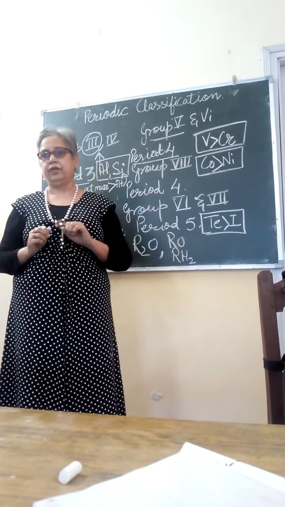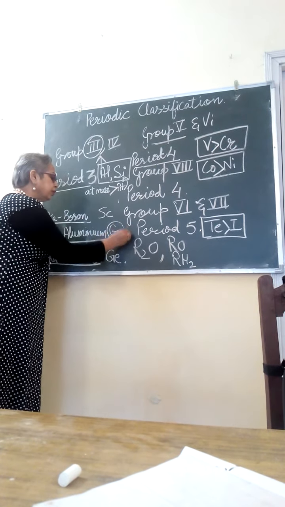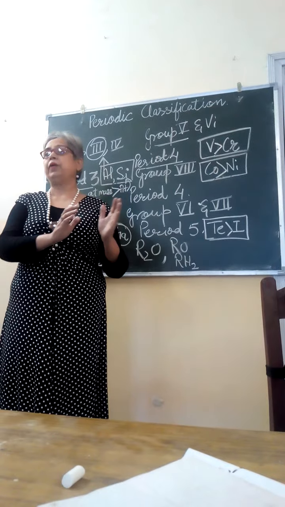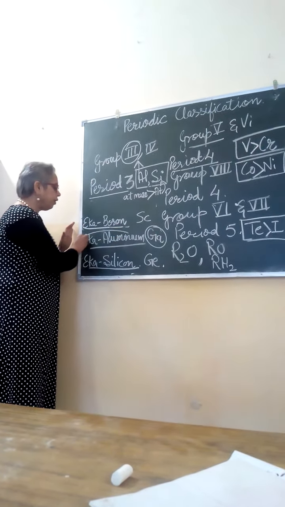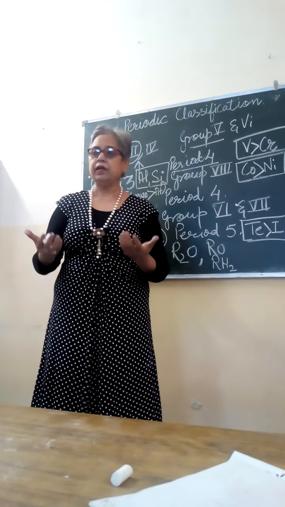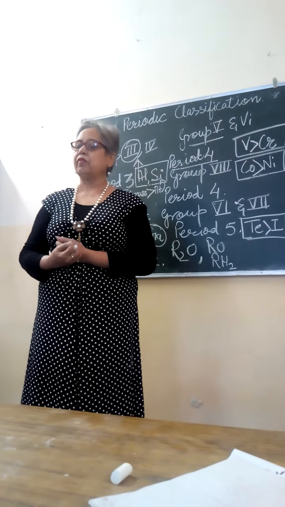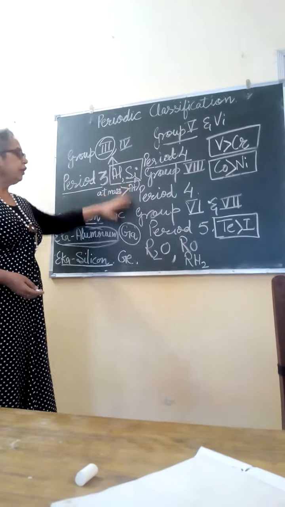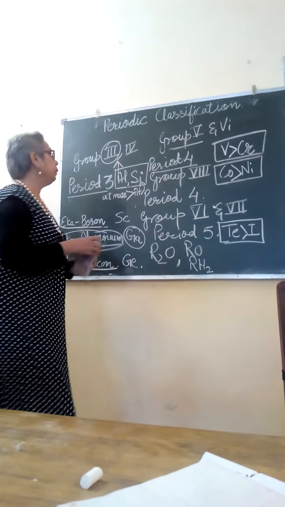And when gallium was discovered, it was just falling into the place which was left vacant by Mendeleev as Eka-aluminium. So this gave more authenticity to Mendeleev's periodic classification, right? So this was the achievement of Mendeleev.